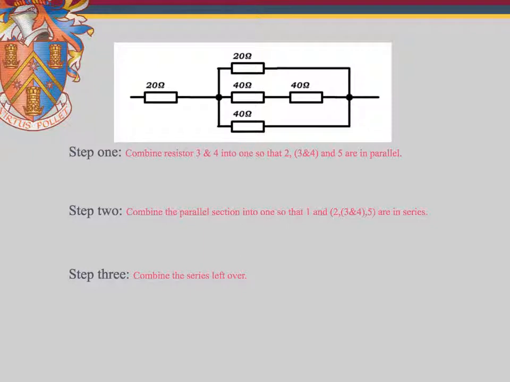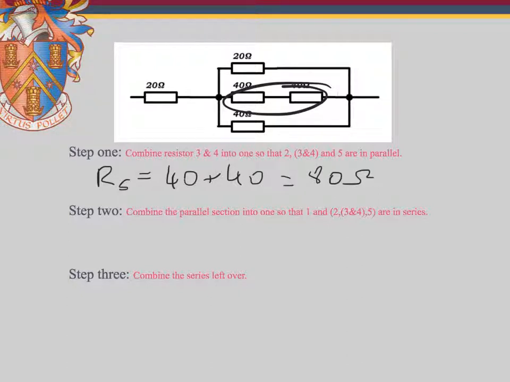Now this example, first step: we can't combine all these ones here in parallel yet because there's a series section to it. The middle part is in series, so we need to add that first. For the series part, we're going to have 40 plus 40, and that makes 80 ohms. So now this is just one resistor of 80 ohms. Now we've only got 3 resistors in parallel, so we can add them all up.